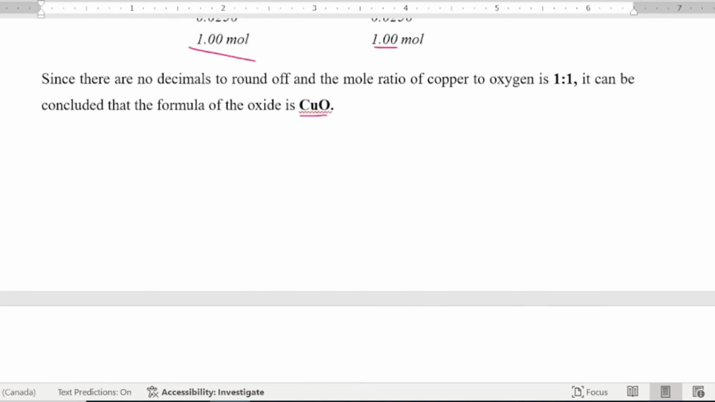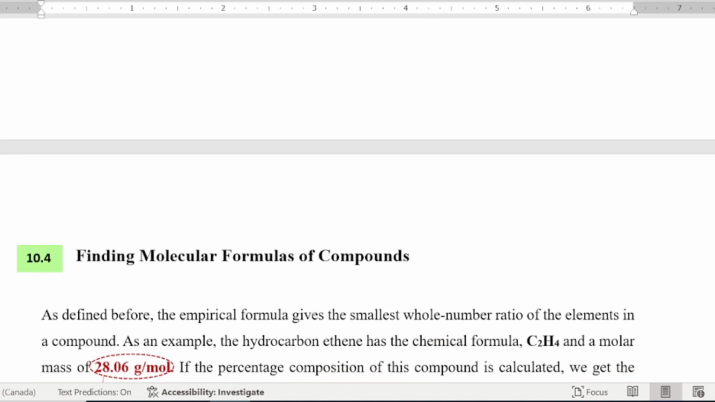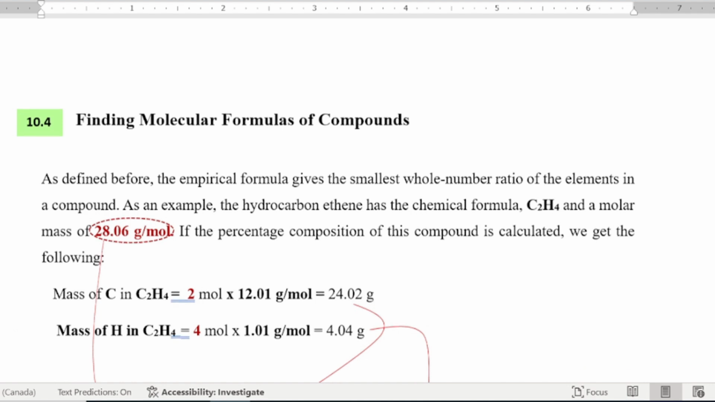If you had found out that this value here was 2, and that one was 1, your compound would have been Cu2O instead of CuO. Alright? I hope that was useful. Finding the molecular formulas of compounds.